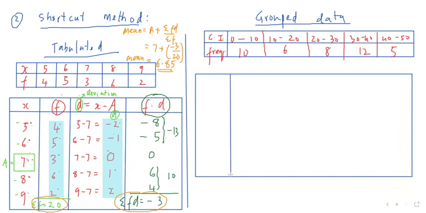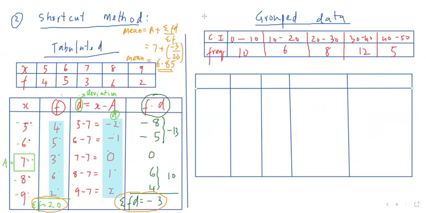This is mid value, right? This can be smaller. 3, 4, and 5. Okay, these can be bigger. So let's name the columns. First is class interval.